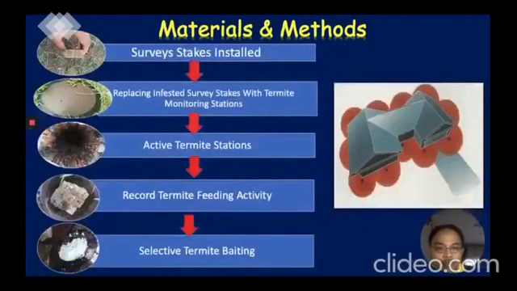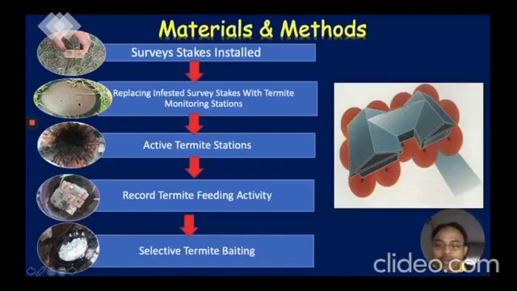Before we start, we are going to place survey sticks installed around the whole perimeter of the building. We have six study sites, and we place survey sticks throughout each building. But before that, we have to survey whether the building has a termite infestation. We choose sites where the infestation is very high. Once the survey sticks that we planted in the soil have been infested with termites, we are going to replace them with the monitoring station.